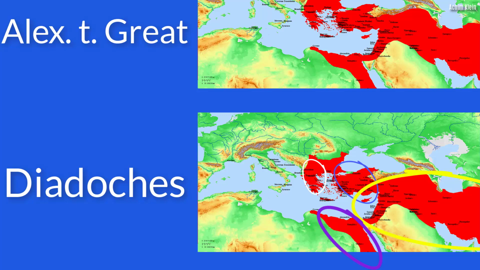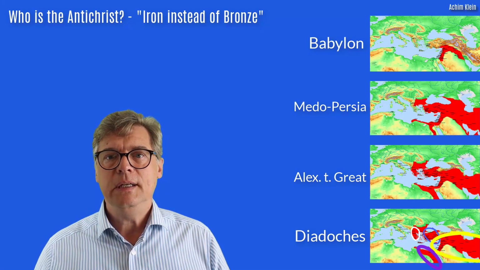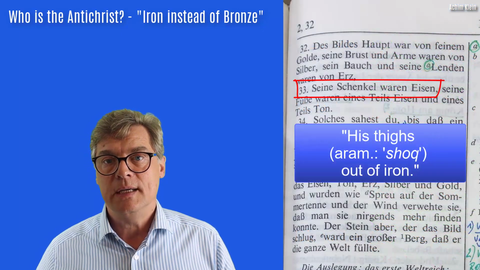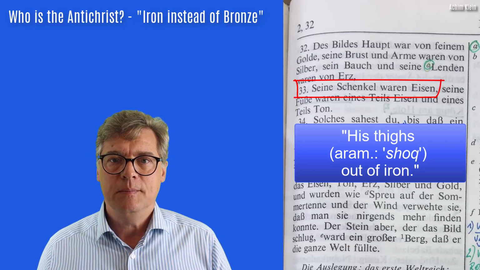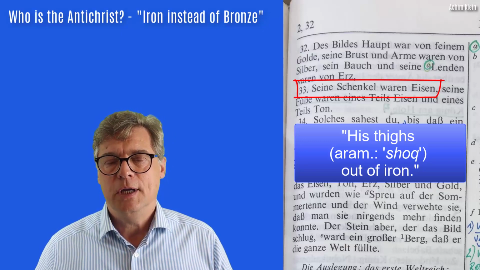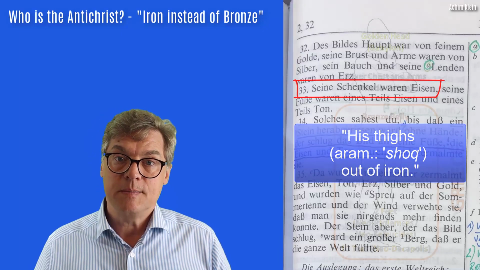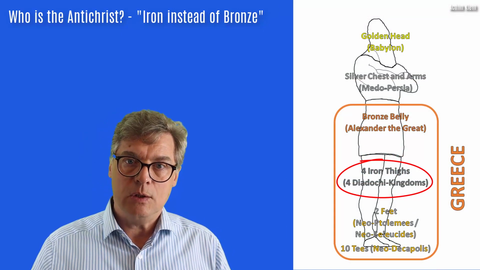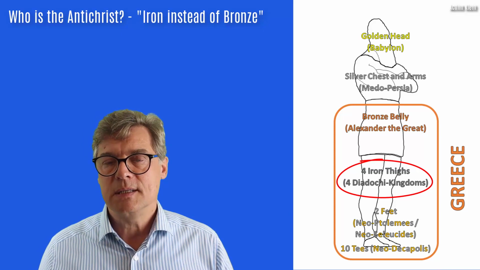Alexander the Great was followed by 4 of his generals. For the 4 generals, the 4 thighs stand, because in Daniel it says, his thighs of iron. In Daniel 2, this statue is explained, because Daniel interprets the statue to Nebuchadnezzar, and he says, his thighs of iron. A statue has 4 thighs, 2 strong thighs and 2 weaker thighs. The 2 strong thighs were Seleucus and Ptolemy. The 2 weaker thighs were Cassander and Lysimachus.